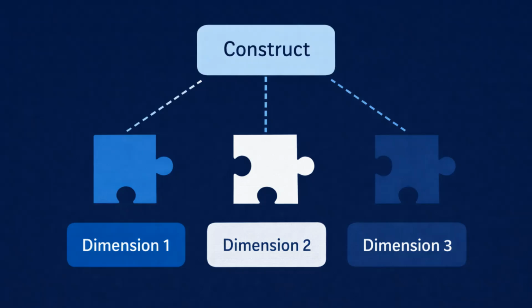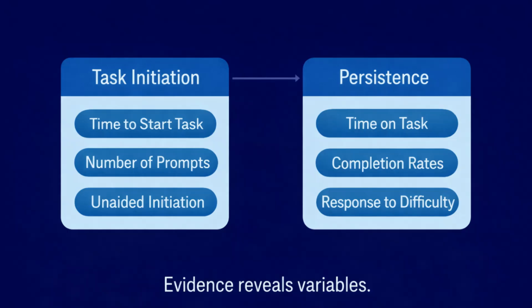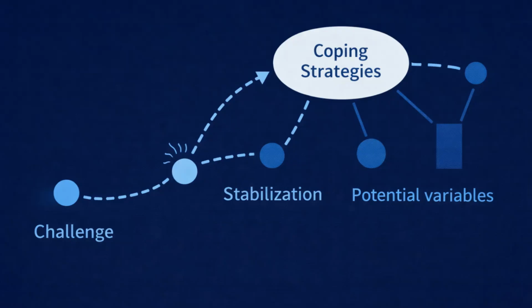The third step is to ask what would count as evidence of each component. This is where variables begin to emerge. For task initiation, the evidence might be time to start a task, number of prompts required, or whether initiation occurs without assistance. For persistence, it might be time on task, completion rates, or observed response to difficulty. For self-regulation, it might be observed coping strategies or changes in emotional response during challenging tasks. These observable indicators become potential variables.